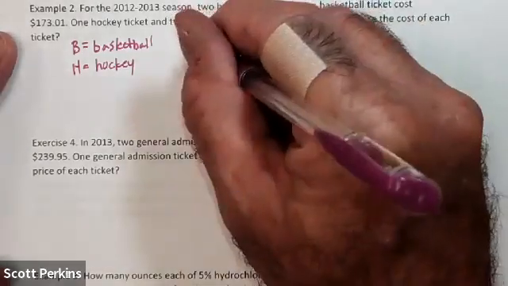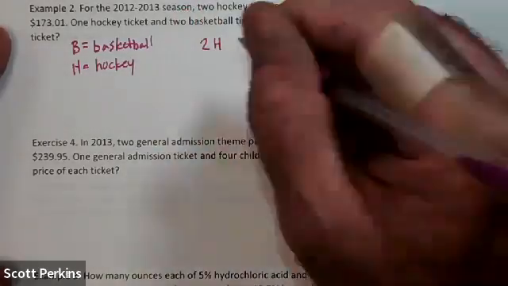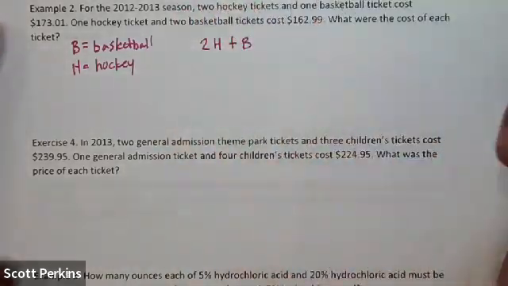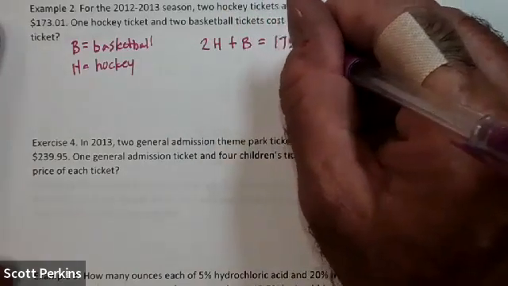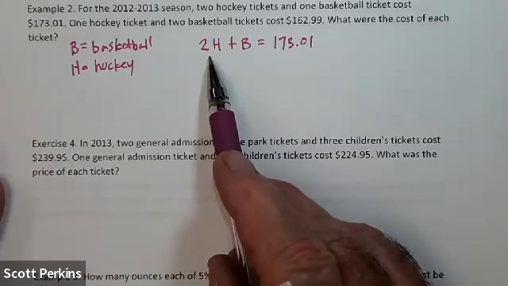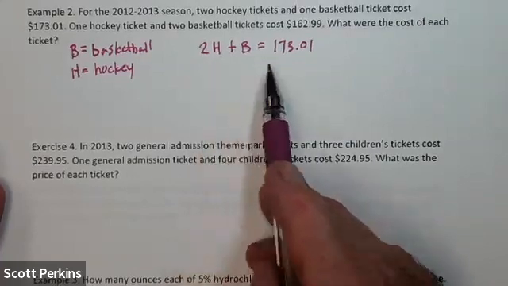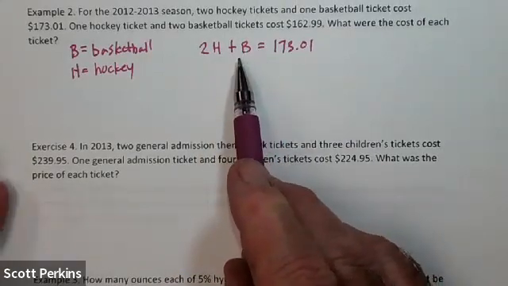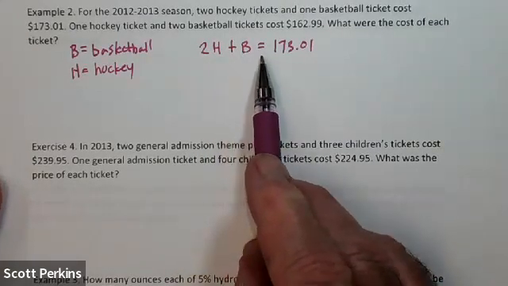Okay, 2H plus B equals 173.01. Lovely. 2 hockey tickets, 2H plus 1 basketball ticket, 1B or just plain old B, cost, meaning there's my relationship word, 173.01.